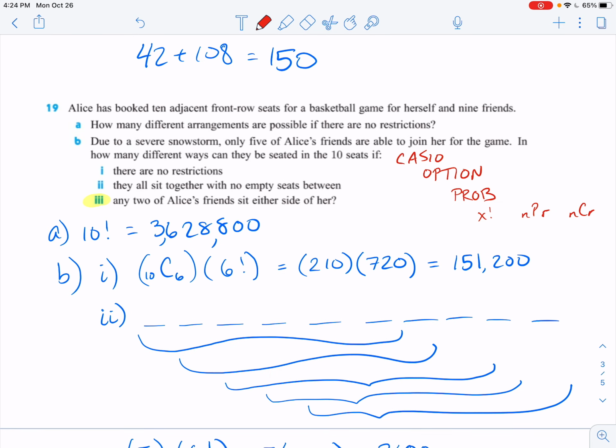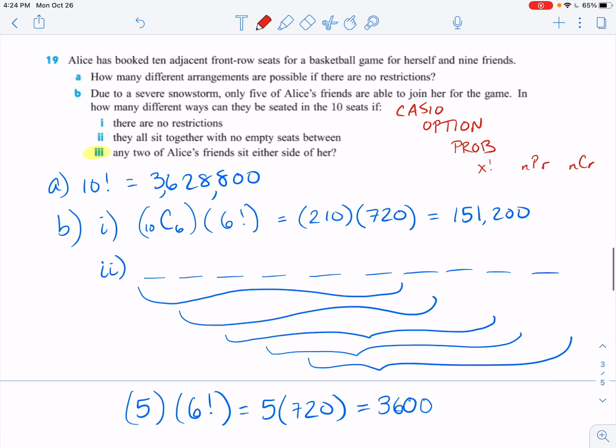That was a little side thing. You got it for free. Okay. So that's the answer to part A. Then they say, what happens if there are no restrictions?